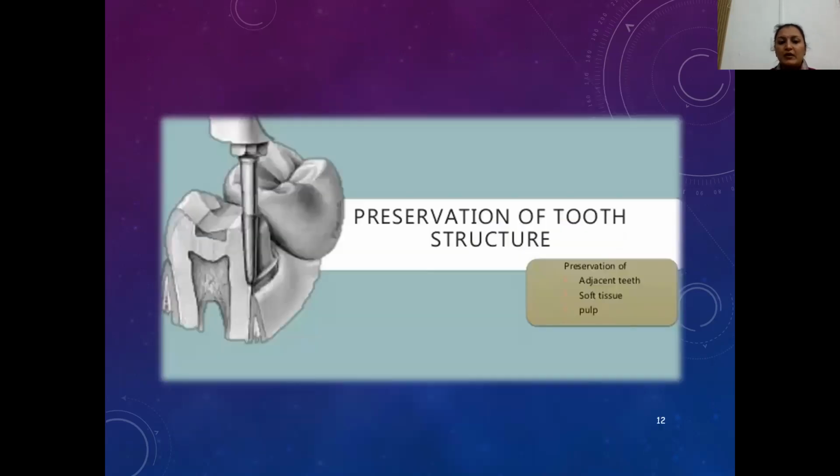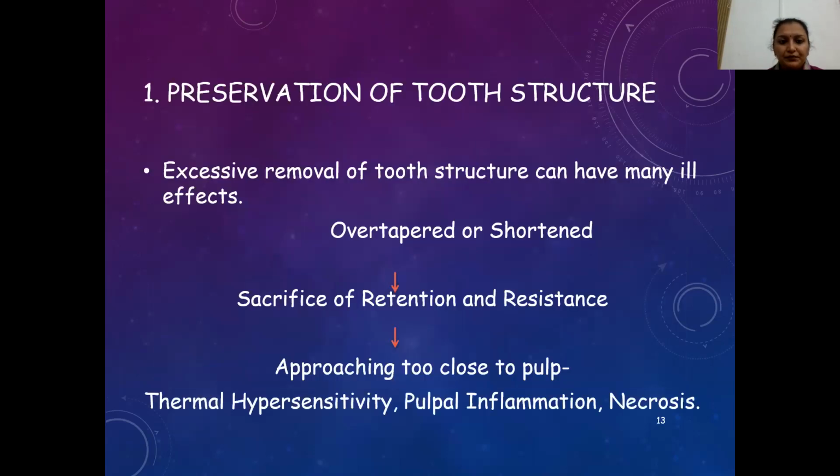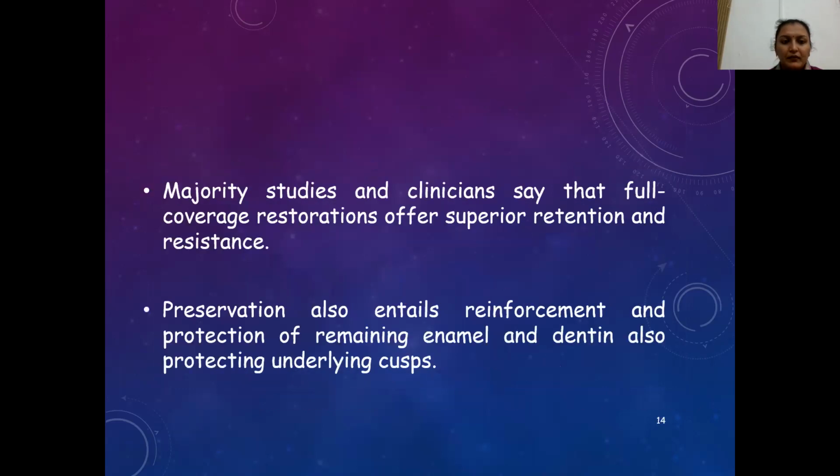Now we come on to the first principle, that is preservation of tooth structure. It includes preservation of adjacent teeth, soft tissue, as well as pulp. Now, excess removal of tooth structure can have many ill effects. Over-tapered or shortened preparation would lead to sacrifice of retention and resistance form. And if it approaches too close to the pulp, this may lead to thermal hypersensitivity, pulpal inflammation, and necrosis.